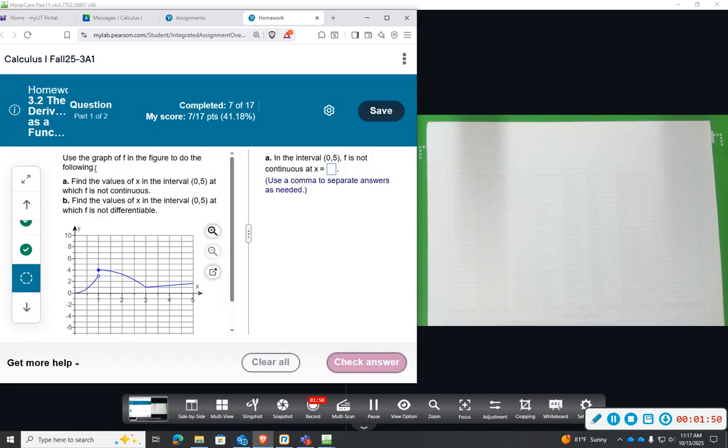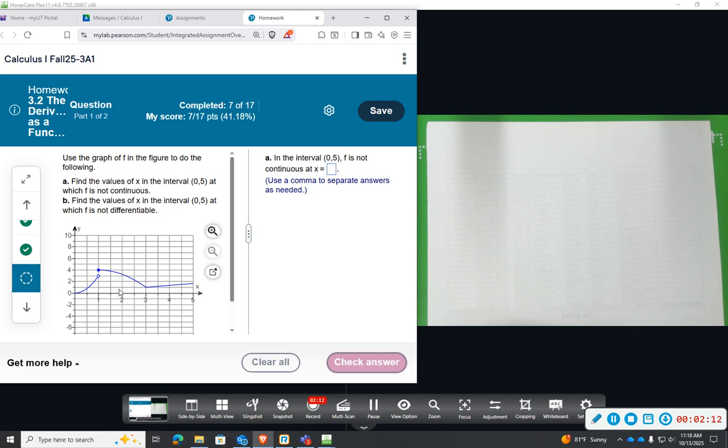All right, number 8, we have a couple parts here. We're going to use this graph and answer the following. Part A says find the values of x in the interval 0 to 5 where it's not continuous. Okay, so at 1 we have a break or jump, and then the rest of the graph is continuous.